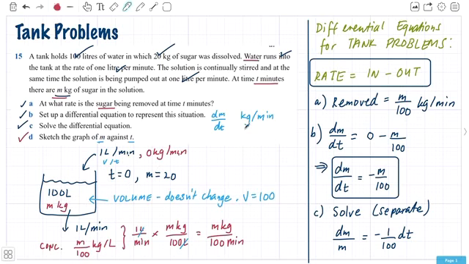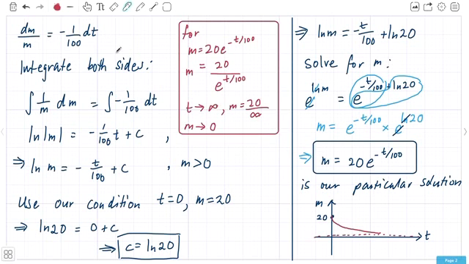Okay, and then the basic differential equation for any tank problem is the rate in minus the rate out, and putting together your differential equation and then solving it by separating out the m's and t's, integrating, using your initial condition, simplifying, and then for the graph, considering the behaviour as t approaches infinity, because we're interested in positive time.